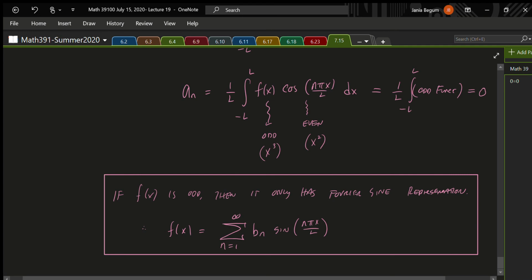And then same thing for even functions. bn will go to 0, a0 will survive, an will survive. So that way you can always cut down some of the computation for this section.